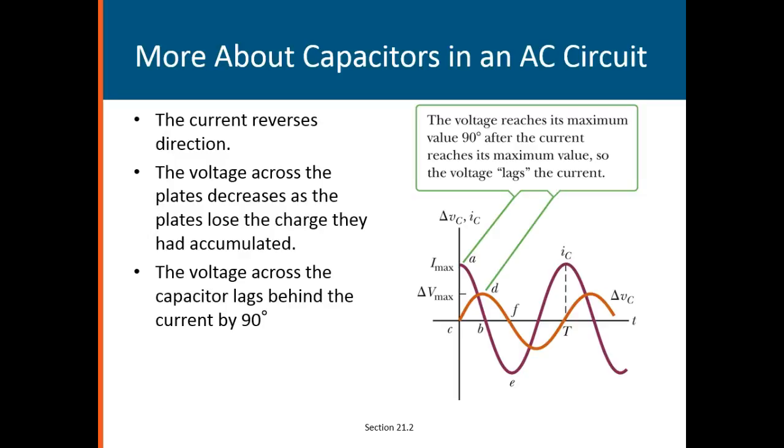And then when the current goes to a minimum, the voltage goes back to zero. When the current starts increasing again and goes to zero, the voltage goes back to a minimum, okay? And so you see everything lags by 90 degrees, okay? The voltage reaches maximum 90 degrees after the current reaches its maximum, so the voltage lags the current. Now this is the voltage across the capacitor, okay? Voltage across the capacitor. Okay. And just like we saw in direct current, they're out of phase. Not directly out of phase, but 90 degrees out of phase. Okay?